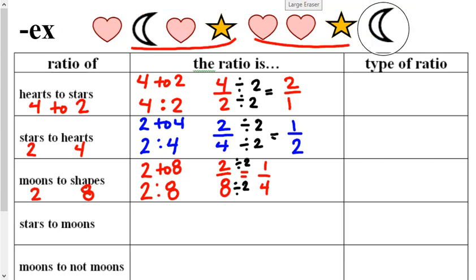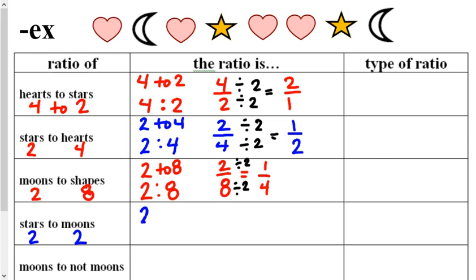All right, my next ratio is the ratio of stars to moons. So when I go up here and count, there are 2 stars and there are 2 moons. So that's a ratio of 2 to 2. 2 to 2 written with a colon, 2 to 2 when I write it in fraction form. And when I simplify that, that's going to give me a ratio of 1 to 1. That means for every 1 star, there's 1 moon.